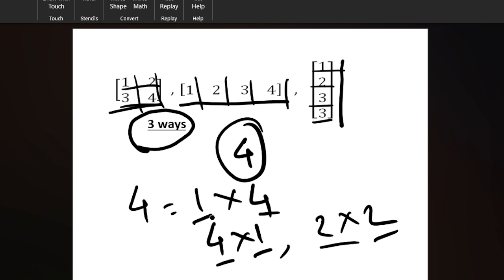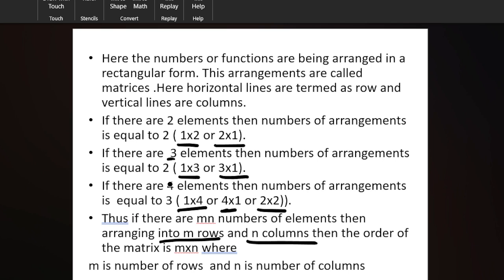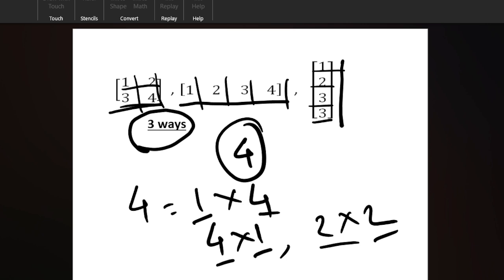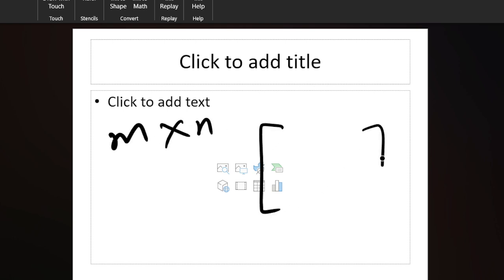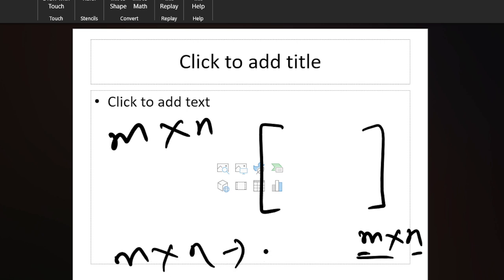So here, if there are mn elements, then we can write them in m rows and n columns. Suppose we are having m into n elements. So mn elements we can write in m rows and n columns. So m by n is known as the order of the matrix.